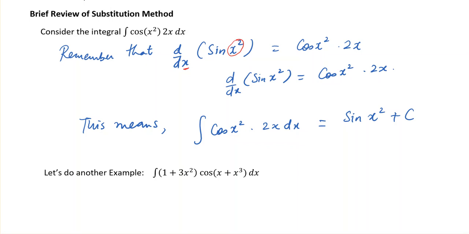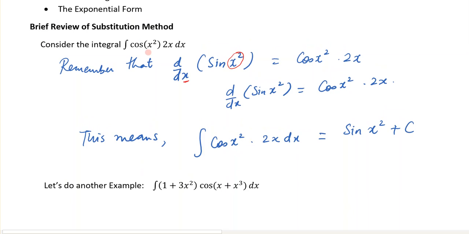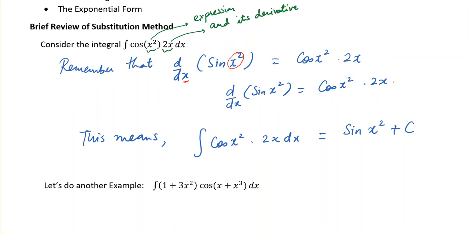Let's do a bit of analysis of this problem. What we had here was cosine of some expression and the derivative of that expression. So, expression and its derivative. And we were able to figure out the integral. Let's take a look at the next problem and see if we can analyze something similar there as well.